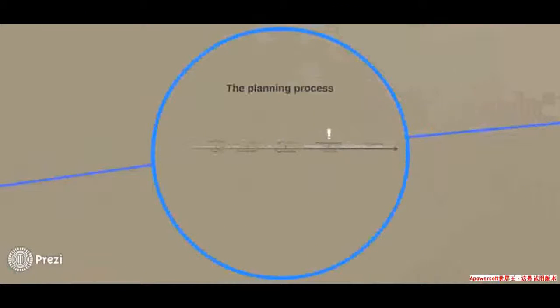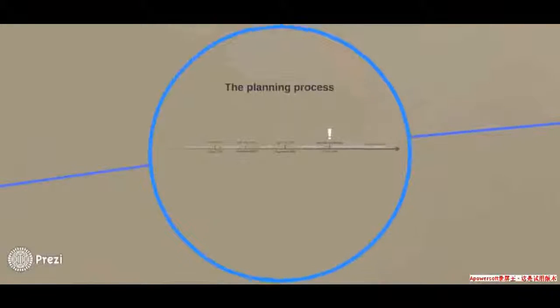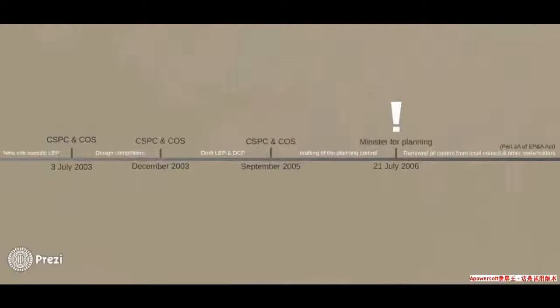For the planning process of Central Park, on July 3, 2003, the Central Sydney Planning Committee resolved to prepare new planning controls for the site through a new site-specific LEP. In December 2003, City of Sydney Council stipulated the maximum floor space ratio, site coverage, and setback requirements. In September 2005, the Council published the new draft LEP and DCP with a redefined floor space ratio requirement.